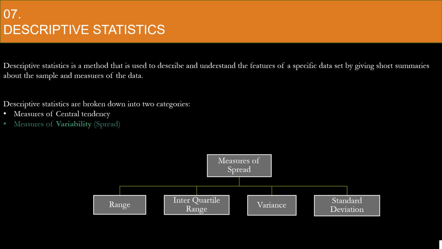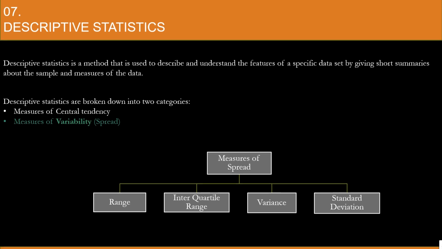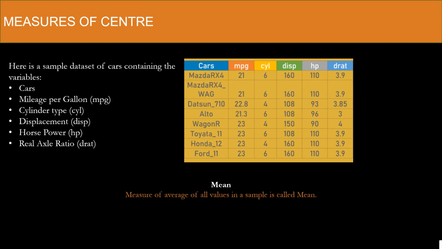Now let's discuss each of these measures in a little more depth, starting with the measures of center. I am sure all of you know what the mean is. Mean is basically the measure of average of all the values in a sample. But how do you measure the mean? I hope all of you know how the mean is measured. If there are 10 numbers and you want to find out the mean of these 10 numbers, all you have to do is add up all the 10 numbers and divide it by 10.